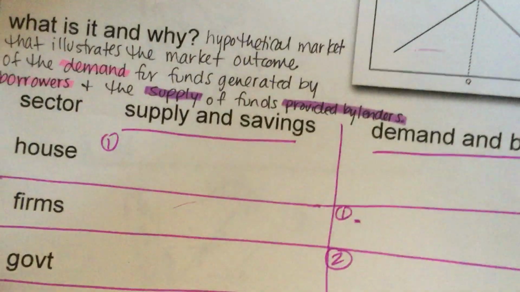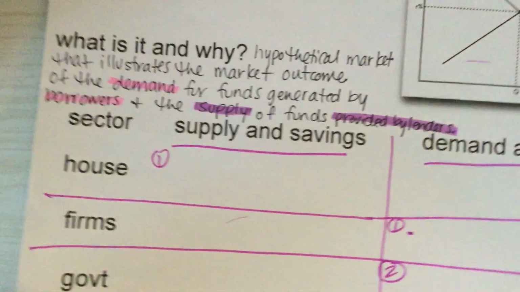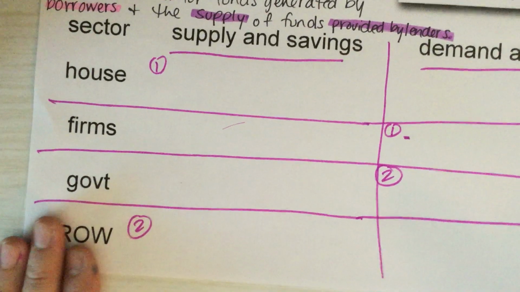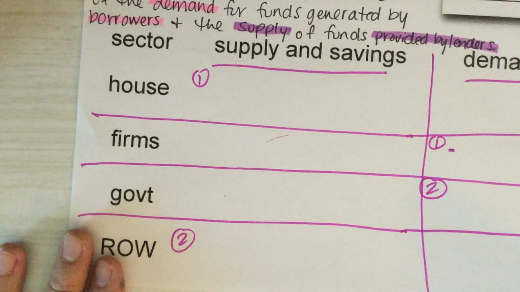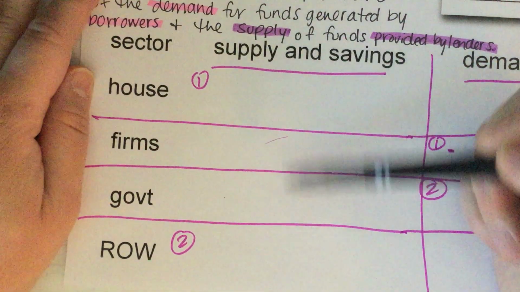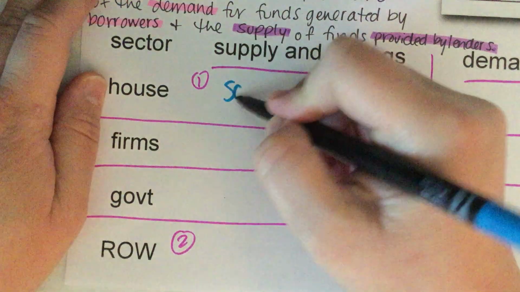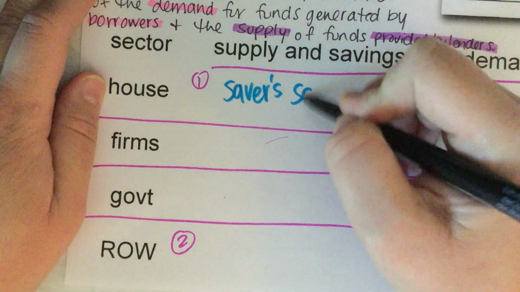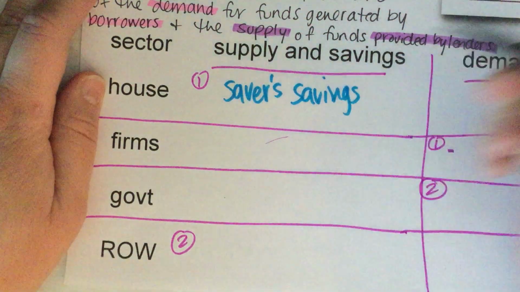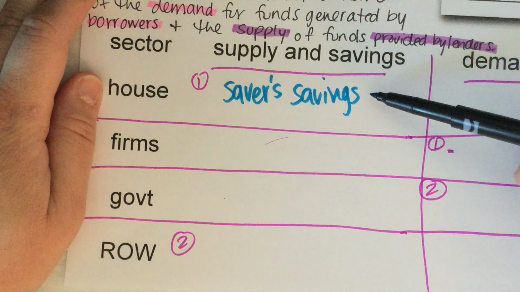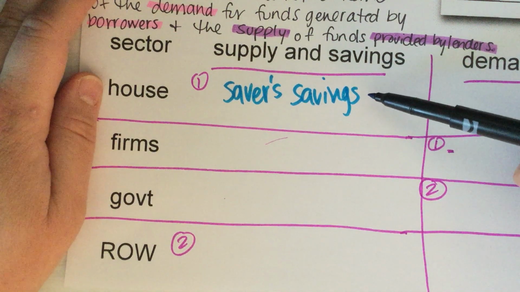I want you to know that, and just to go over the supply, what causes the supply curve to shift? Well, it's savers saving their money. Savers, savings. If they're saving more, then supply goes up. If they're saving less, supply goes down.